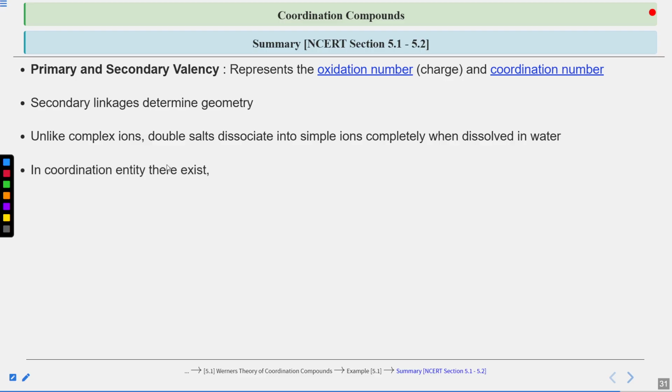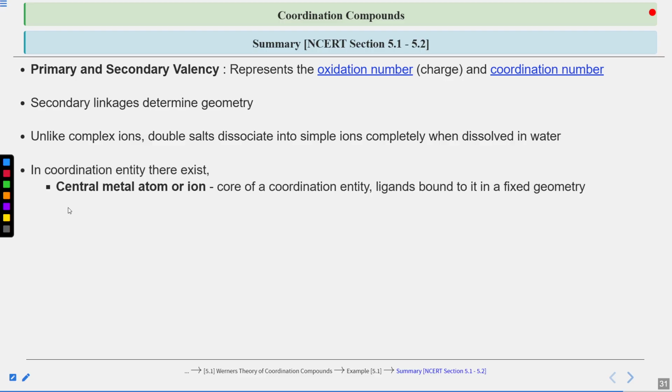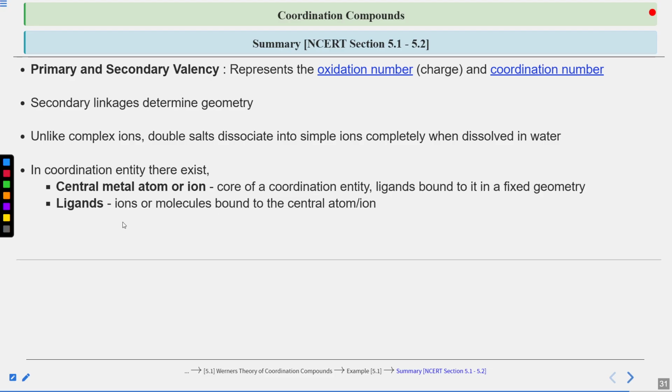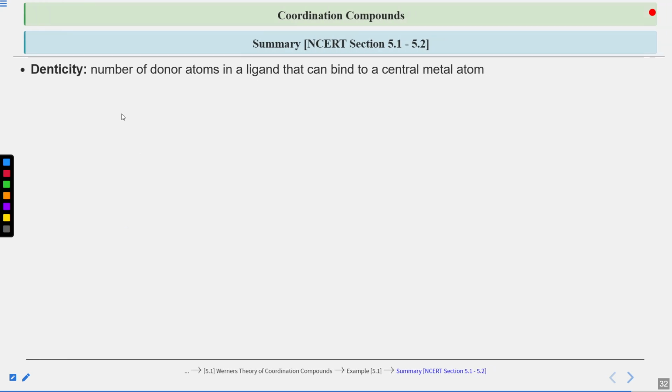In the coordination entity, there exists a central metal atom or ion, which is the core of the coordination entity, to which ligands are bound in a fixed geometry. The second thing present in the coordination entity is ligands. They are ions or molecules that are bonding with the central atom or ion. Then we talked about the denticity, which is the number of donor atoms present in a ligand which can bind to a central metal atom.